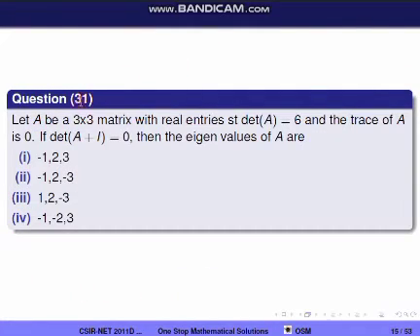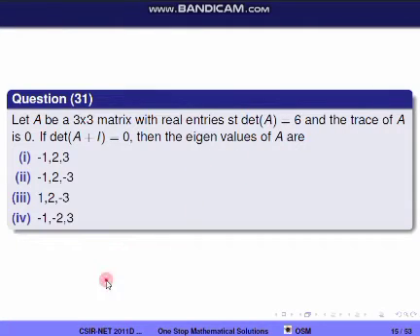Next question, question 31. Let A be a 3 cross 3 matrix with real entries such that determinant A is equal to 6 and trace of A is equal to 0. If determinant of A plus I is equal to 0, then the eigenvalues of A are. So we are given the determinant and trace of the matrix, and we have to find its eigenvalues.